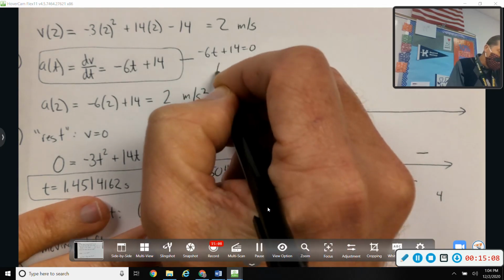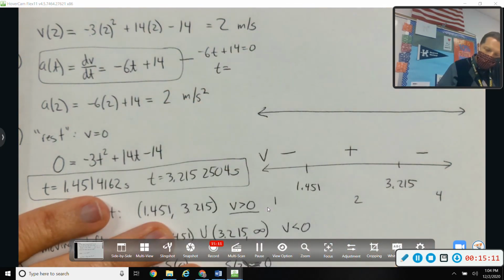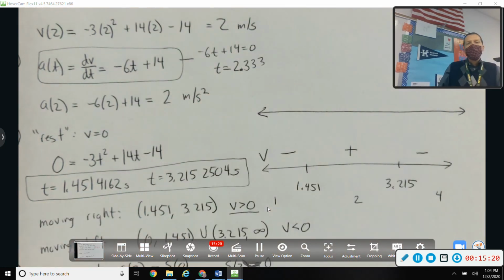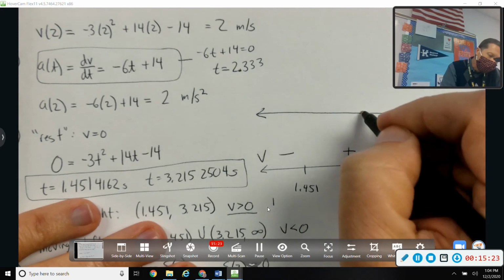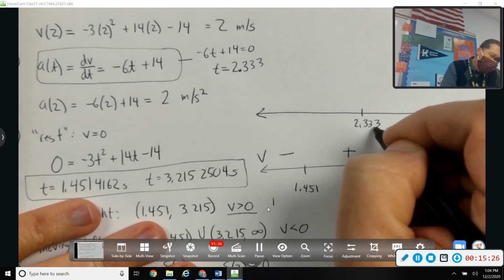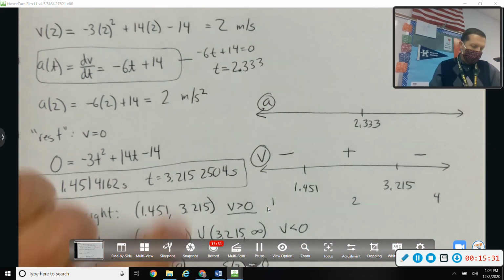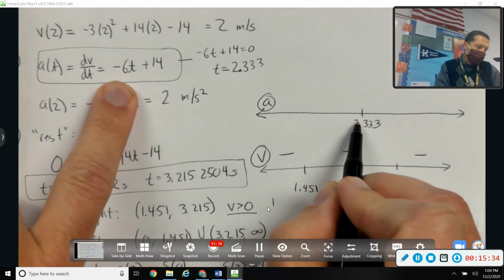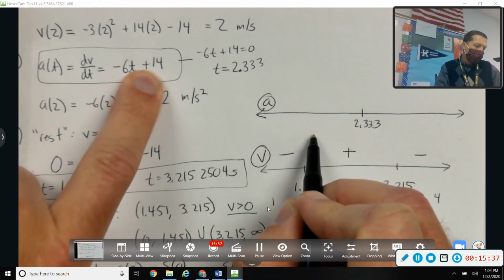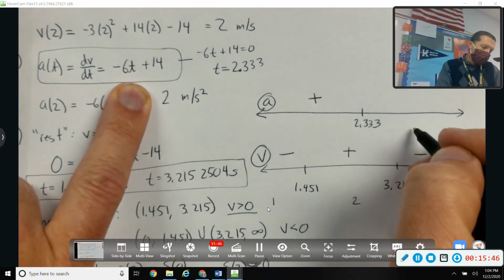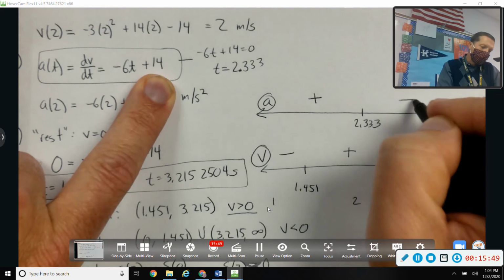So I can set acceleration equal to 0. So at 2.3, my acceleration changes. Something's going on there. If I plug in something less than 2.3, if I plug in 0 or 1 or even 2, I get a positive number. If I plug in something more than 2.3, if I plug in 3 or 4 or 5, then I get a negative number.